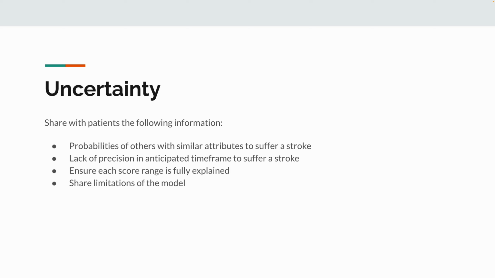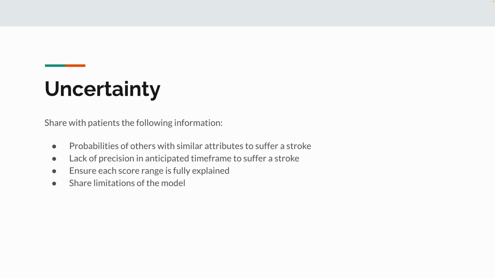On the uncertainty element, we need to share with the patients the potential probabilities of other people with similar attributes who may suffer from a stroke. So we could show them buckets of other people who also have similar attributes that would fall into a similar probability. Of course, we wouldn't show other people's protected health information, but this is more of a population metric. There's also a lack of precision of the time frame of when someone may suffer a stroke in the future.